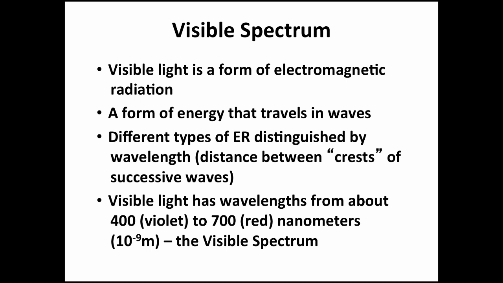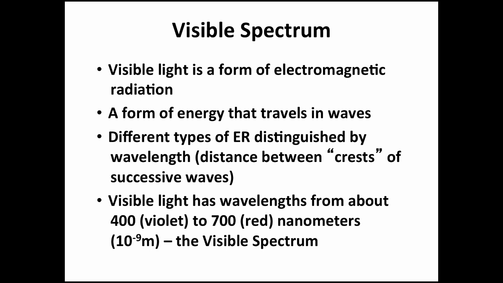There are many different types of electromagnetic radiation, all of which are distinguished by their wavelength, which is the distance between the crests or the peaks of successive waves. So you'll have a series of waves that are traveling in a given direction, and the distance between the peaks or the crests of those waves is the wavelength of this electromagnetic radiation.